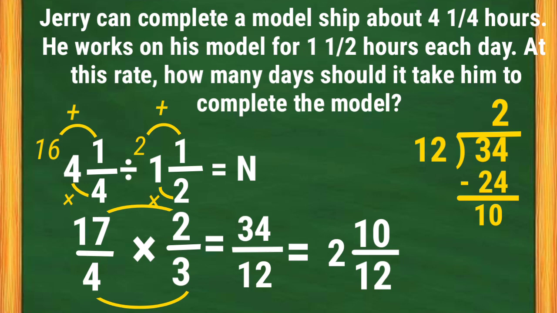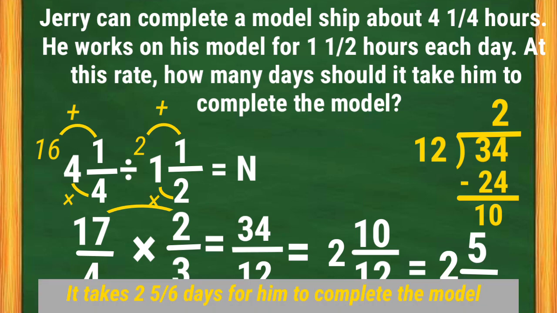But remember, 10 over 12 can be simplified by dividing 10 and 12 by their GCF, which is 2. So 10 divided by 2 is 5. 12 divided by 2 is 6. So the answer is 2 and 5/6. And the final answer is, it takes 2 and 5/6 days for him to complete the model.